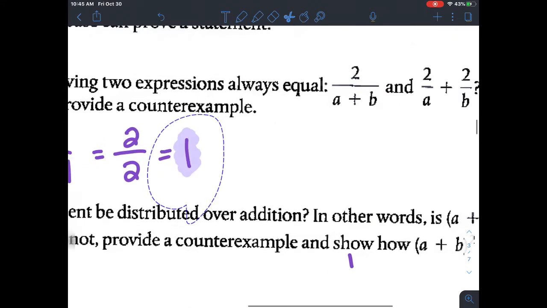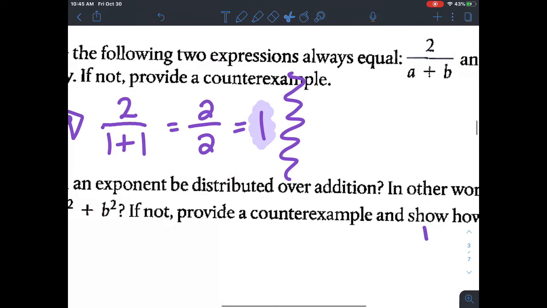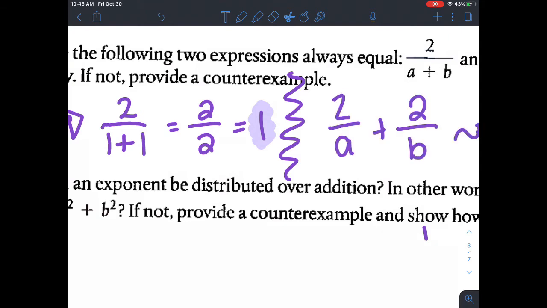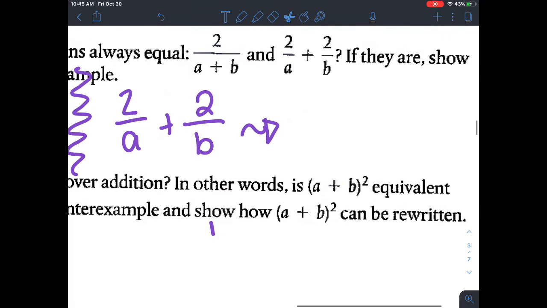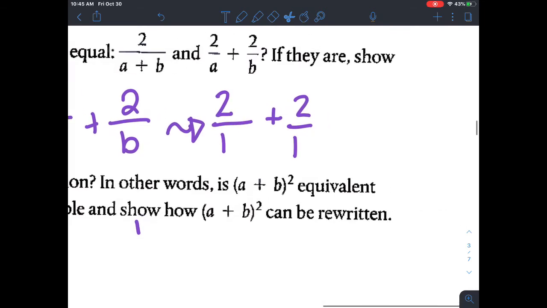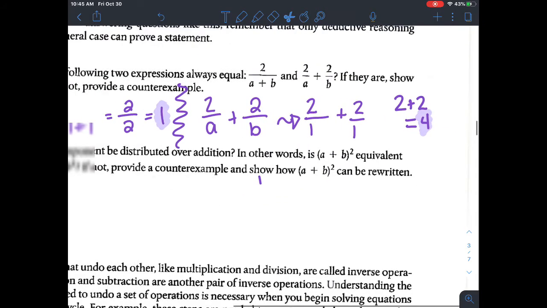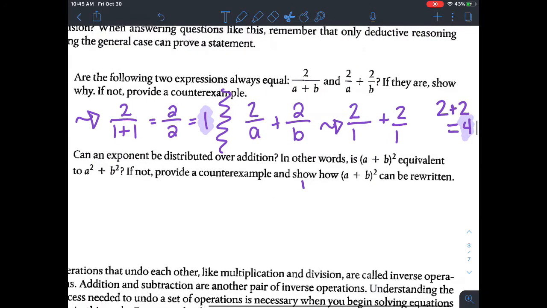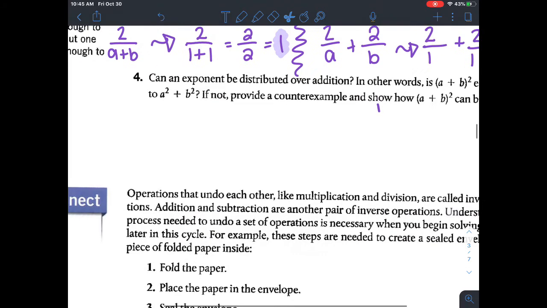So I'll plug in the same numbers for a and b and simplify. Plug in 1 for a and b: 2 over 1 plus 2 over 1 equals 2 plus 2, which is 4. So no, it does not work. I have my counterexample, which totally disproves the claim. 1 is not equal to 4, so these two expressions are not equal. If I have the same numerator, I cannot split them into two different fractions with the same numerator. It only works for the denominator.